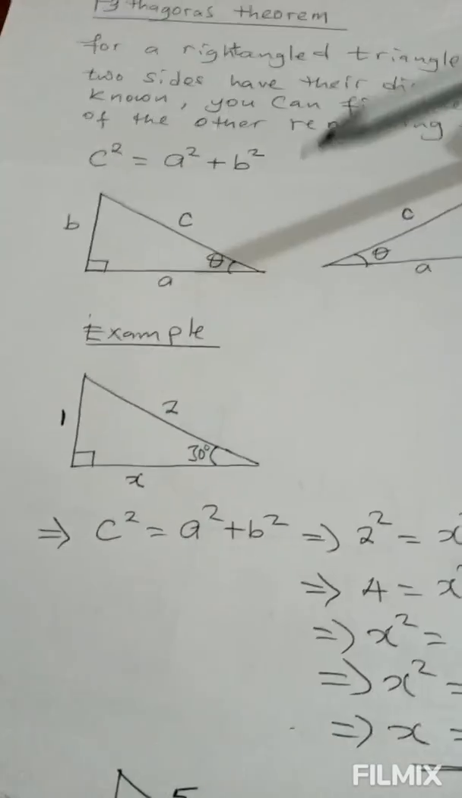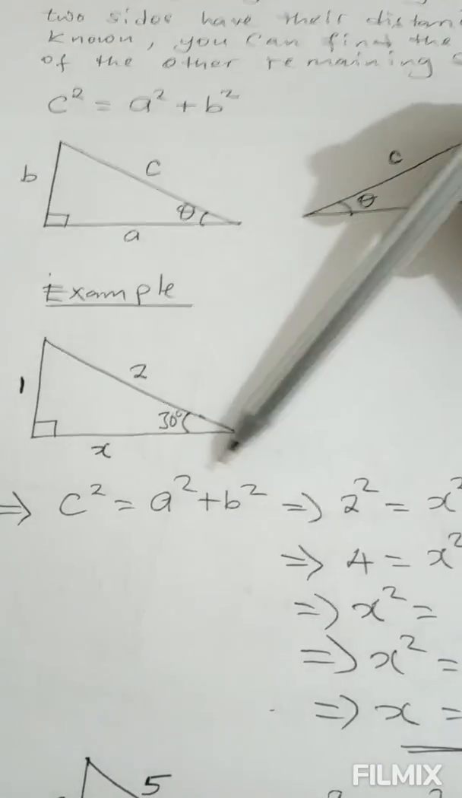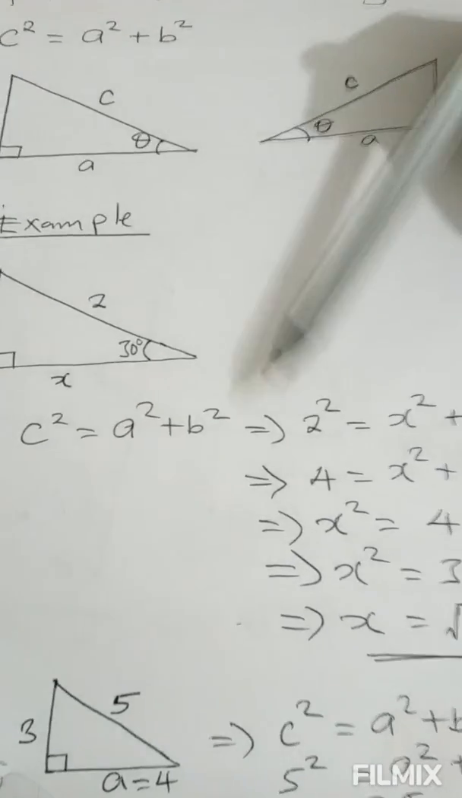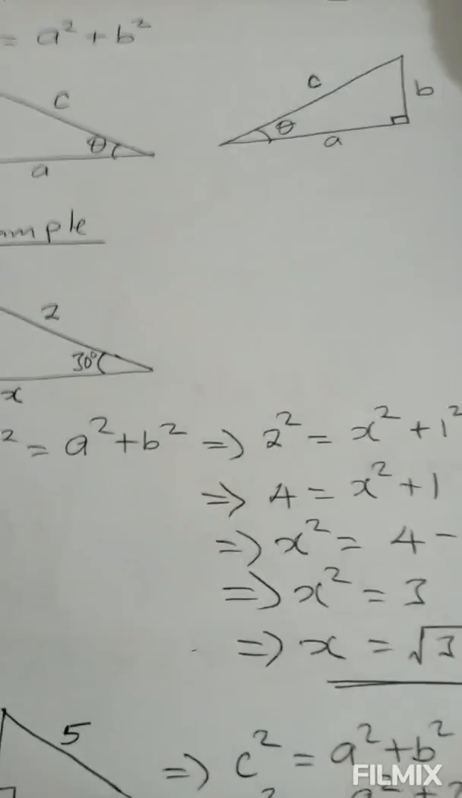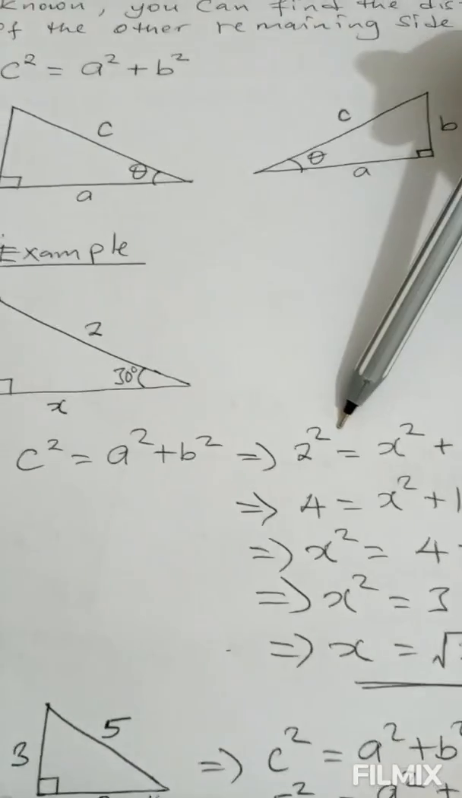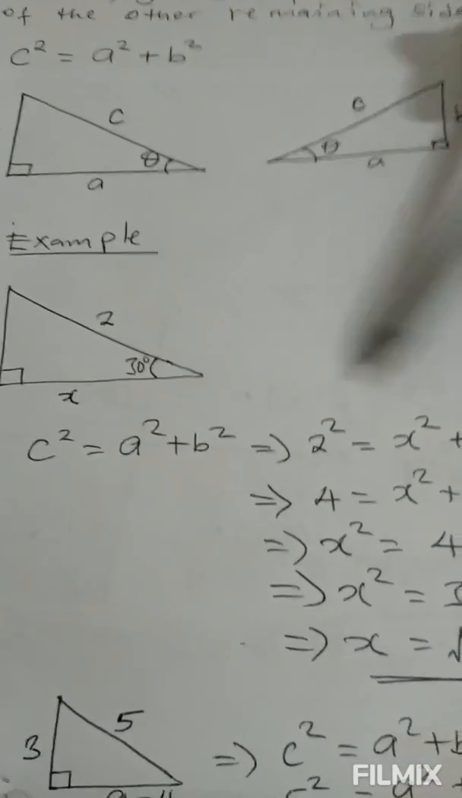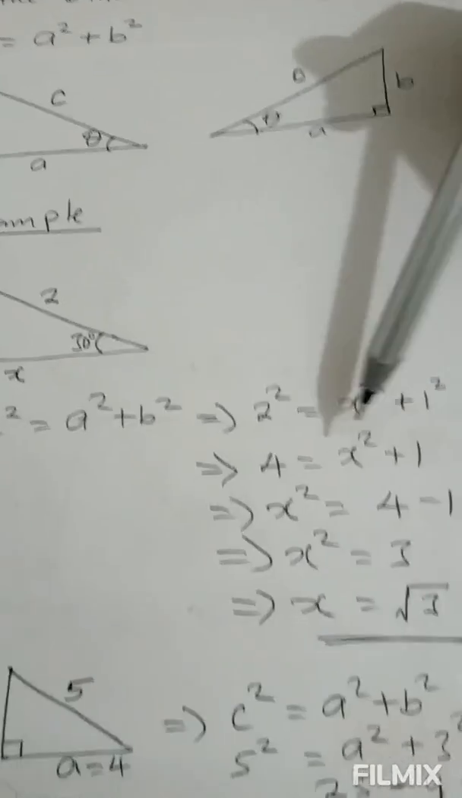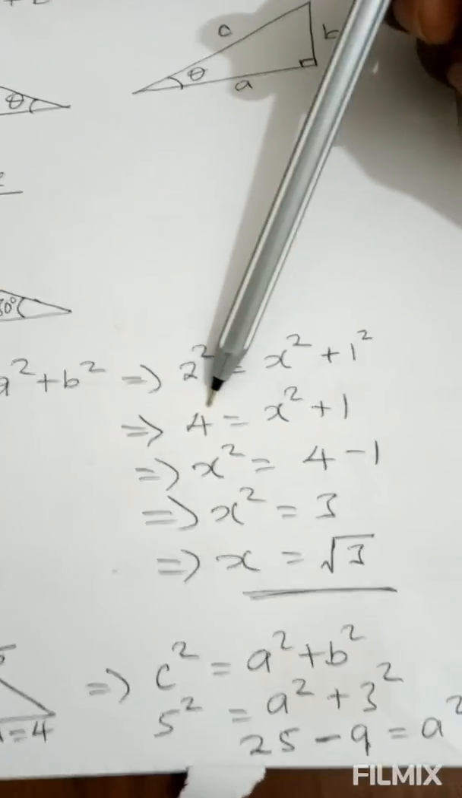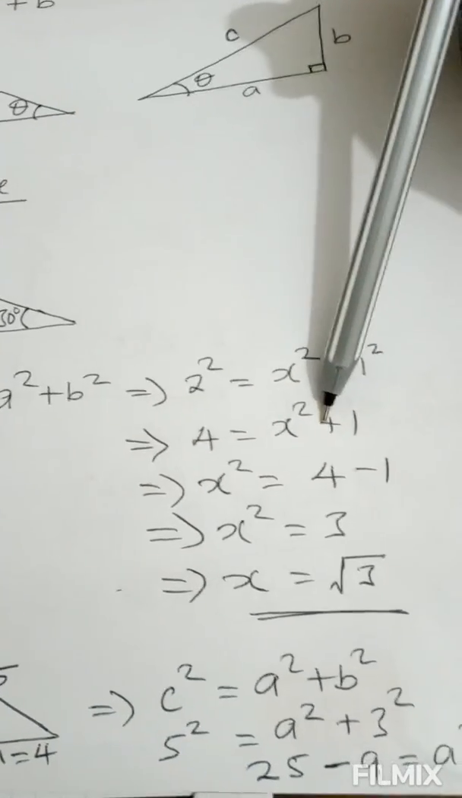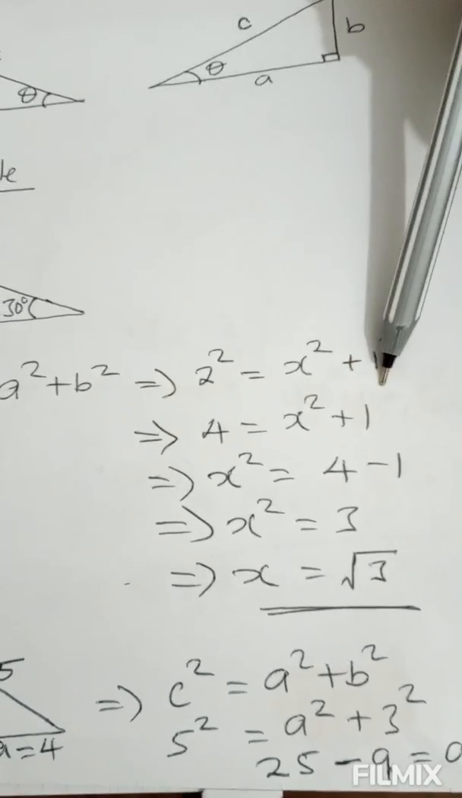Okay, so c squared is equal to a squared plus b squared. So we square 2, and then we square x and we square 1. All right, we square both the sides. So 2 squared, we know it's 4, and then squaring x we get x squared, squaring 1 we get 1.